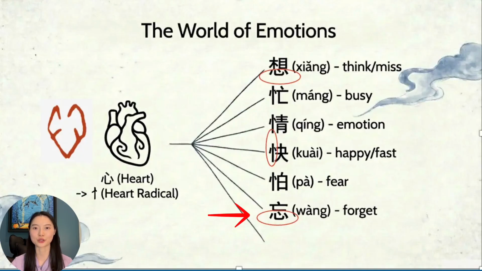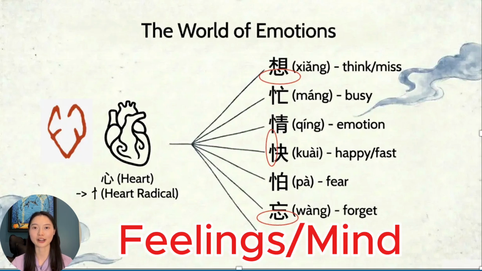Look closely at those two. You can see the whole heart sitting underneath. 2 shapes, 1 meaning. If you spot a heart, the character is about feelings or the mind.